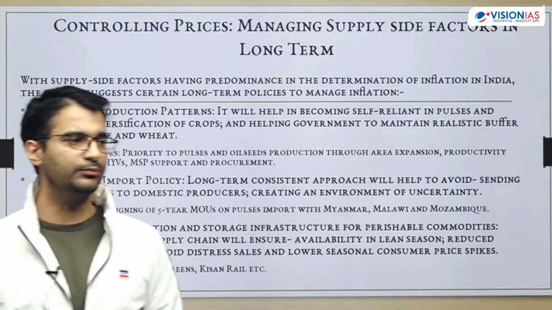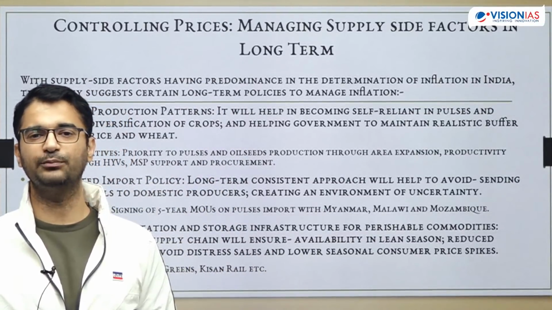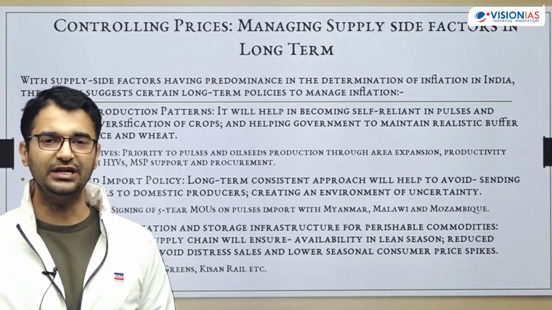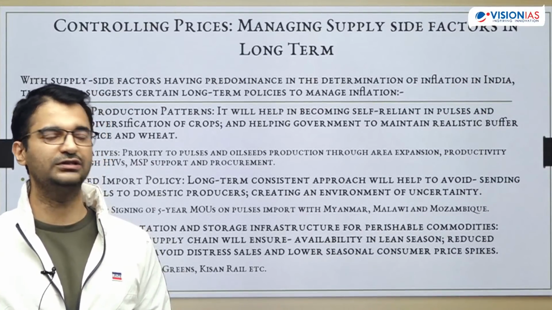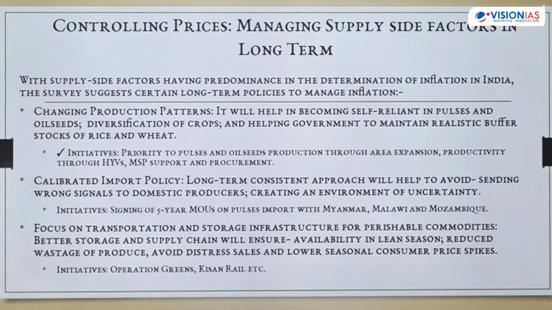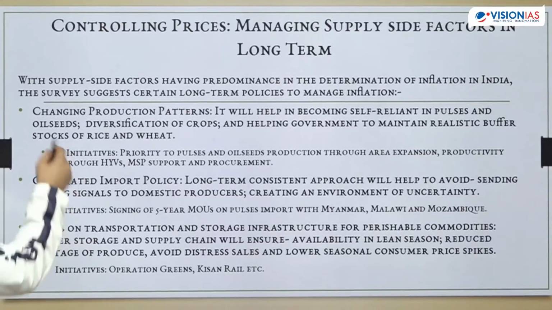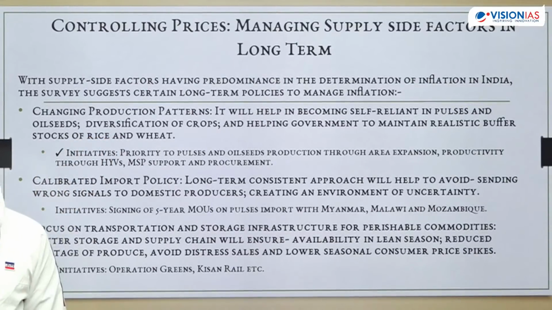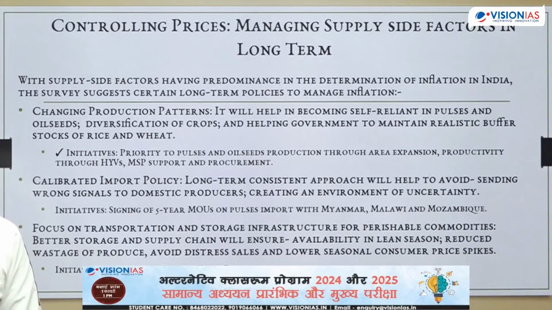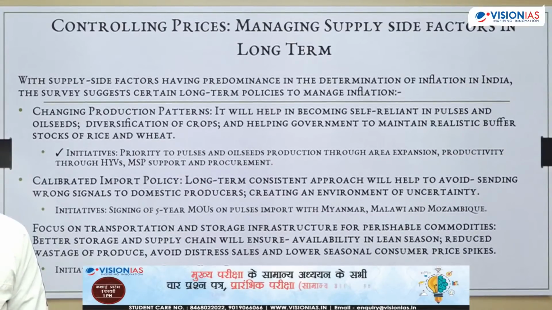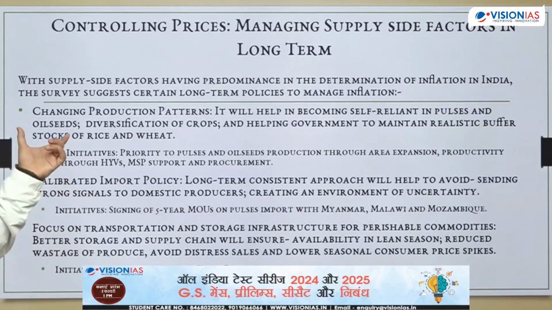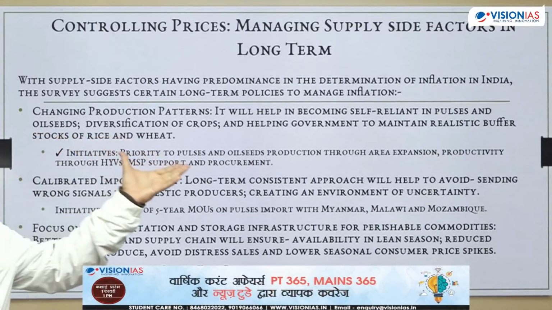What steps can be taken to improve the supply of various items so that prices are shielded from various fluctuations? They suggest that we can take steps, for example, with respect to changing production patterns, moving away from cereal intensive cultivation to changing the cropping pattern where we grow pulses, oil seeds, etc., and make ourselves self-reliant in these things which we import. We are importing pulses and palm oil from various countries. It talks about increase in prices in pulses, palm oil. So it says that we should go for changing production patterns so that we become self-reliant in these things.